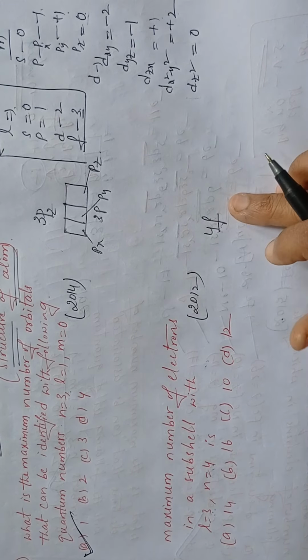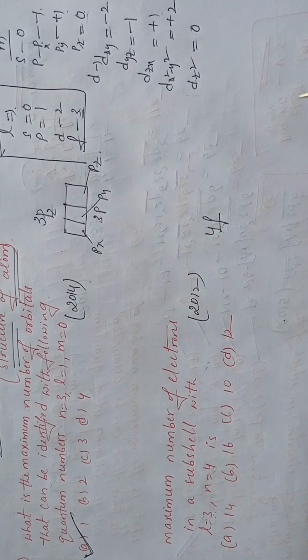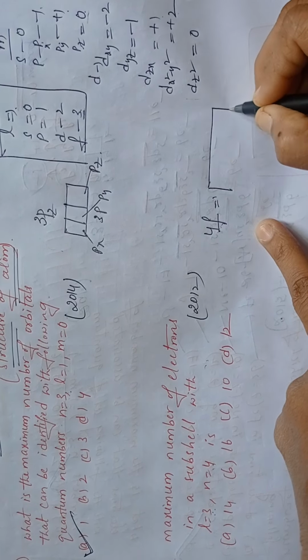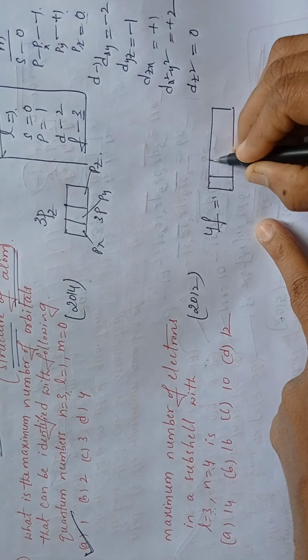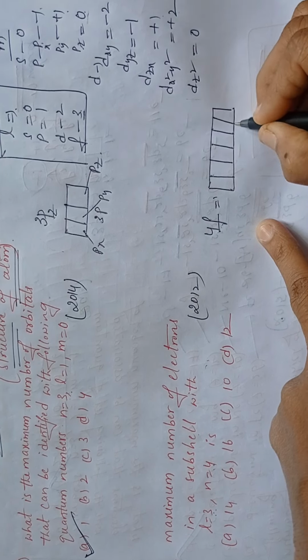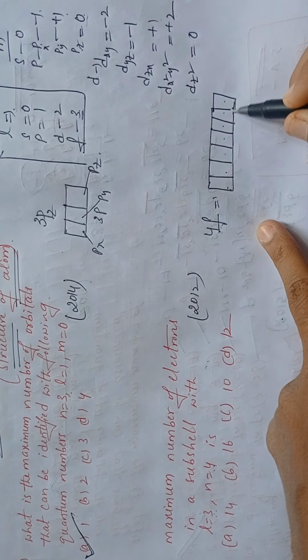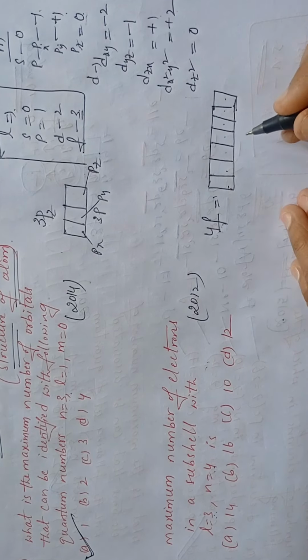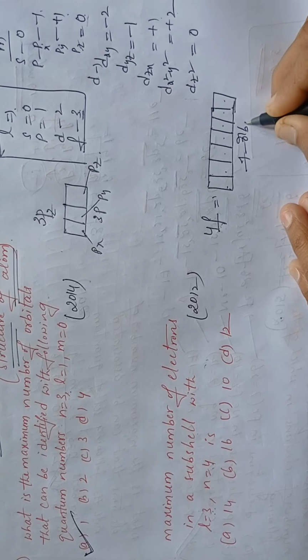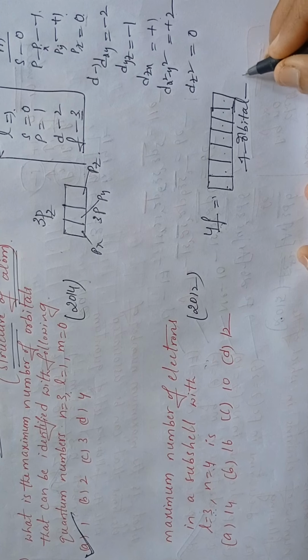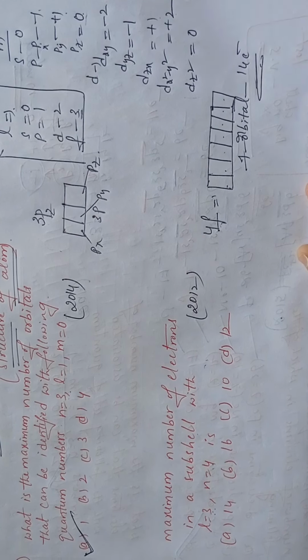In a subshell, 4f is asked, students: how many electrons are present? So you can write the f subshell, this is the 4f. Total 7 orbitals will be there: 1, 2, 3, 4, 5, 6, 7 boxes. In each orbital, 2 electrons can be accommodated. 7 orbitals means 7 into 2, 14 electrons can be accommodated.